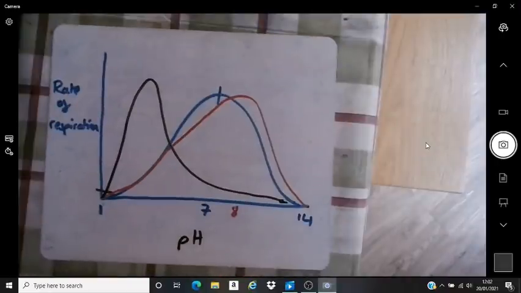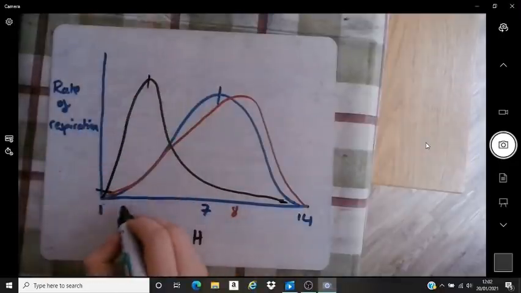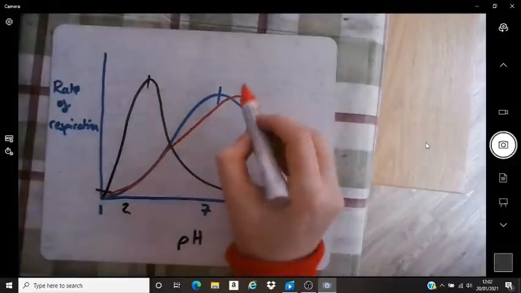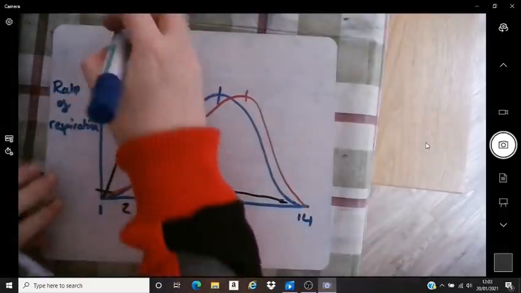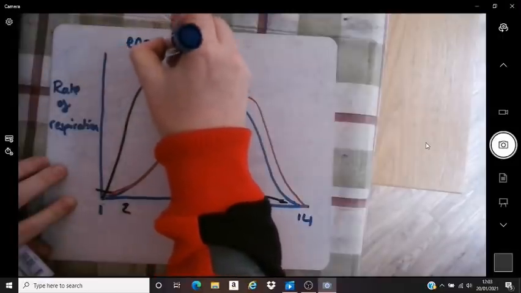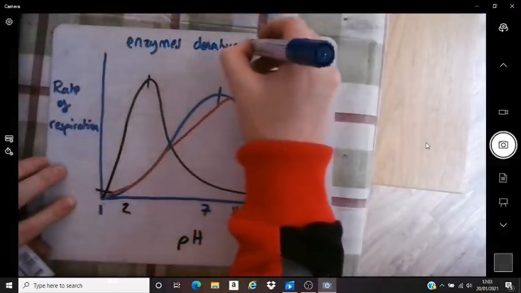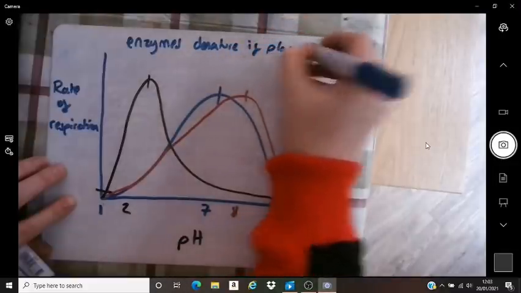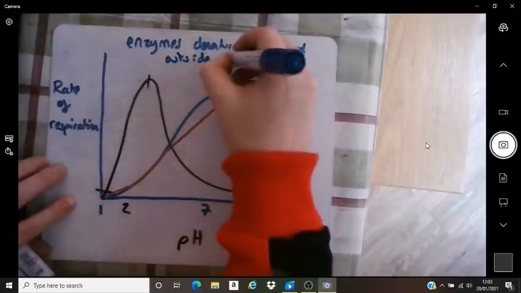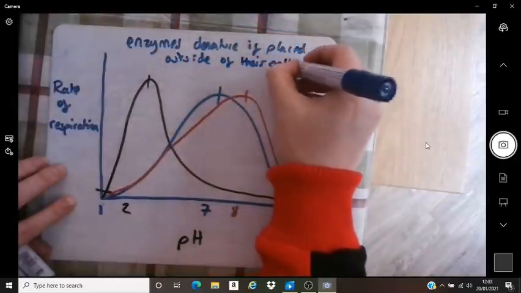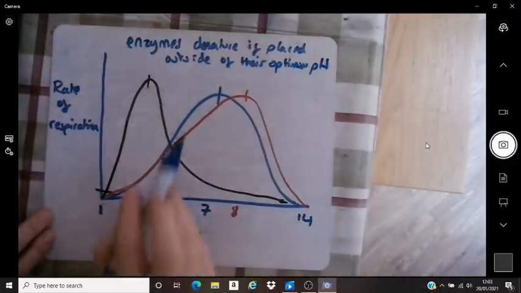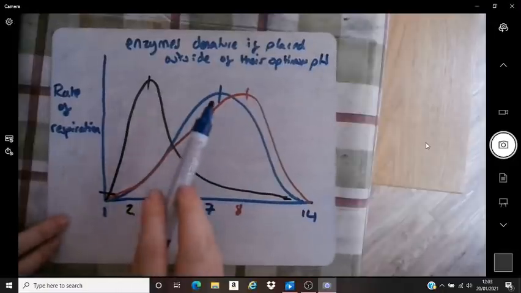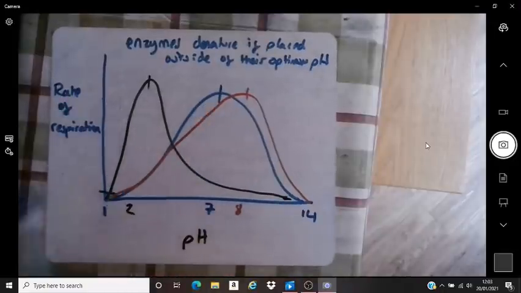So, with the exception of the optimum pH for these enzymes, either side of them, the reaction rate slows. And that is because enzymes denature if placed outside of their optimum pH. So, unlike temperature, where only high temperatures denatured, with pH, if it's not the optimum, it just denatures. Doesn't matter if it's too acidic or too alkali, it will just denature.